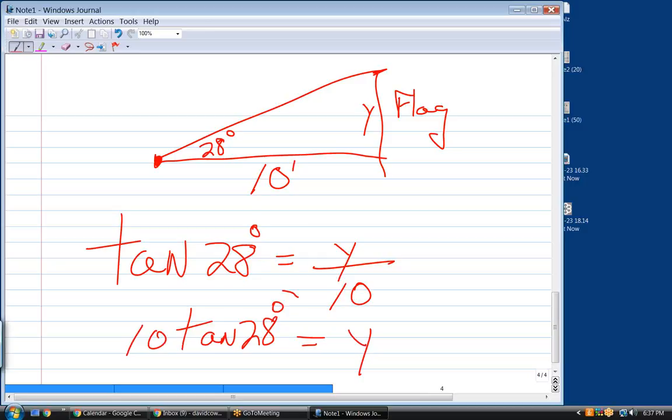And the tangent of 28 is just a number. I don't know what it is, I don't have all of the common angles memorized. So the tangent of 28 times 10 is 5.3. That's how tall the flag is, 5.3 feet tall. So you can solve problems like that.